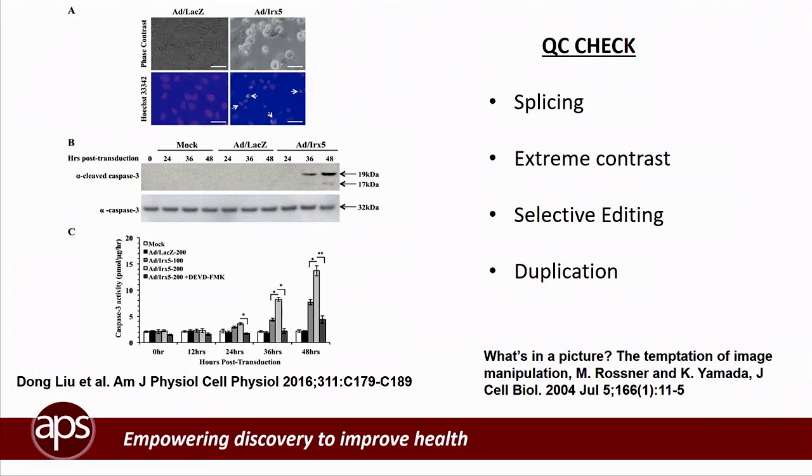We updated our information for authors and gave guidance to our authors that we would look for evidence of splicing, or that is rearrangement of a particular photograph, extreme contrast adjustment, which is either altering the brightness or contrast to an extreme. We'd look for selective editing, which is altering a portion of an image that isn't done equally across the entire photograph. And we'd look for duplication, either using the same image to represent different experimental results within one figure or somewhere within the rest of the manuscript.